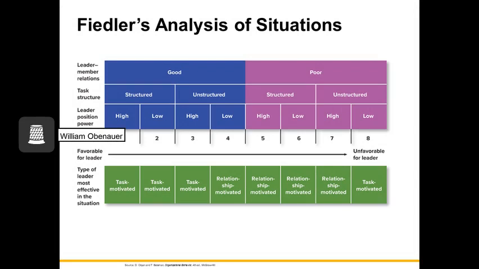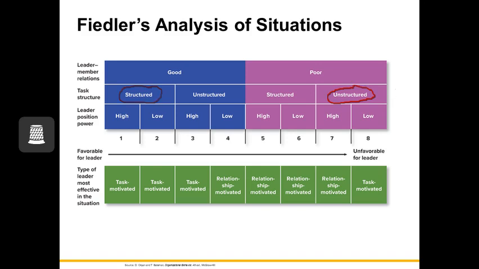Now, this chart here is designed to help us understand Fiedler's contingency model a little more clearly. According to Fiedler's contingency model, leader member relations are the most important component to the situation. So, good leader member relations are going to lead to more favorable situations, and poor leader member relations are going to lead to less favorable situations. Structure is the next most important component to the situation. So, when we have good leader member relations and structured tasks, we're going to have our most favorable situations. When we have poor leader member relations and unstructured tasks, we're going to have our least favorable situations.